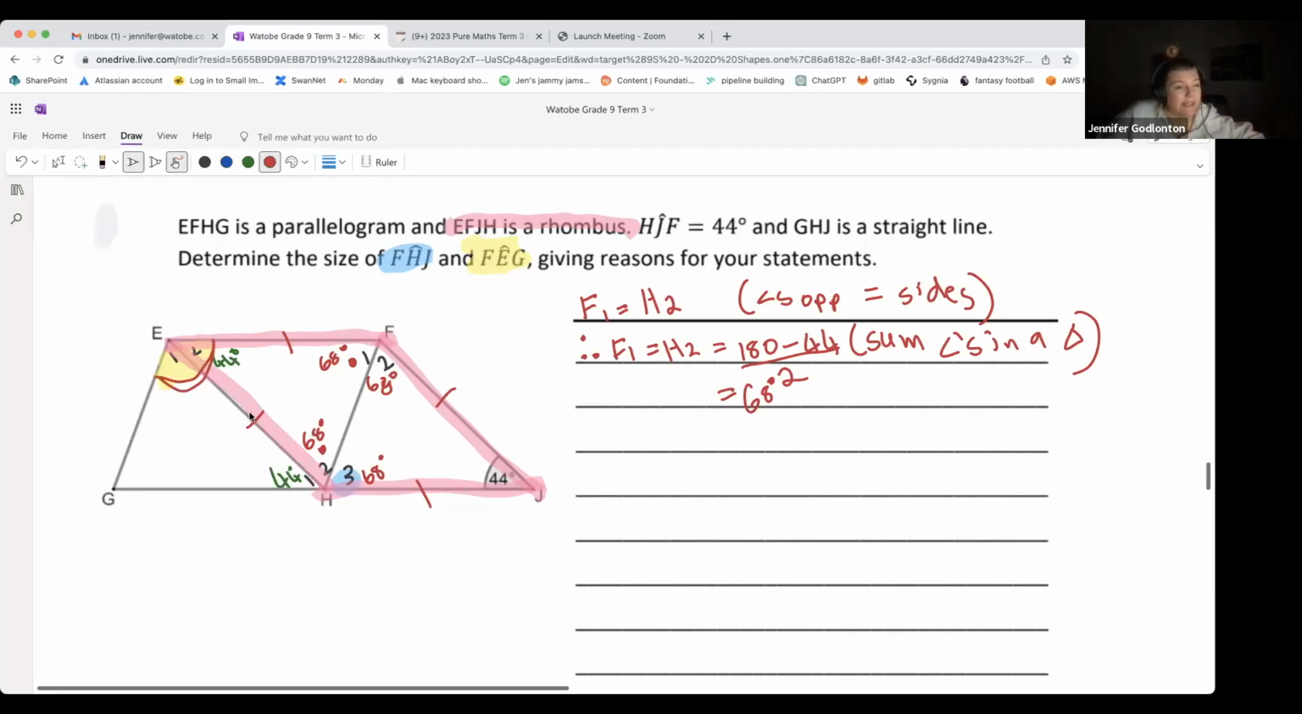Okay, so we were able to say that E was 44 because they were opposite angles of a rhombus. And H1 was 44 because they were corresponding angles. We should put those in there.